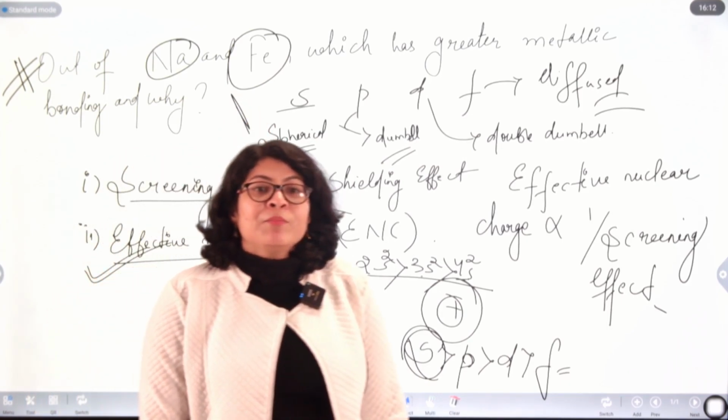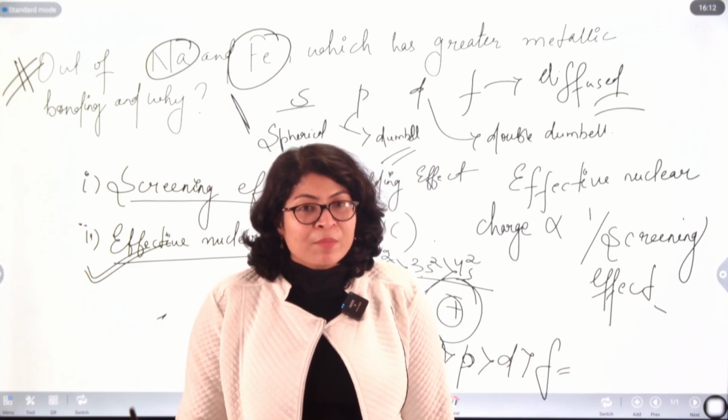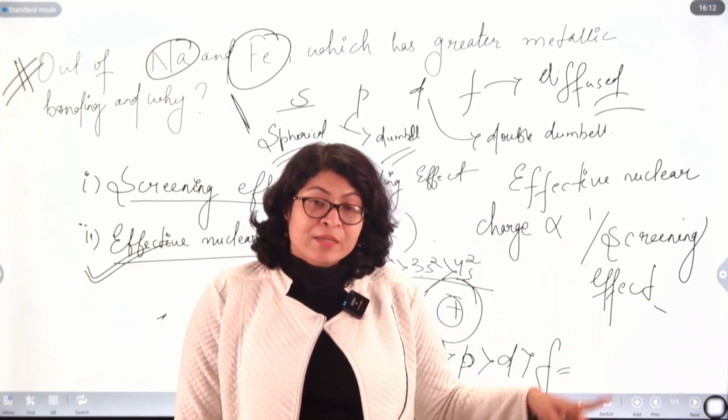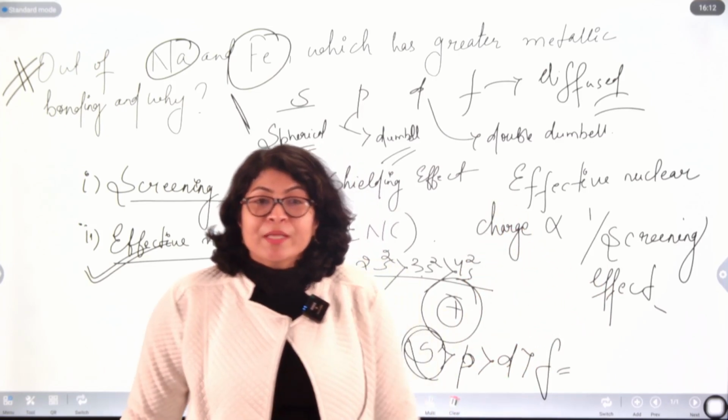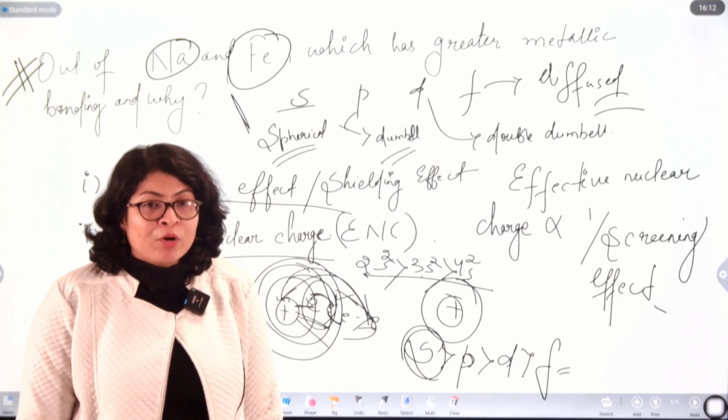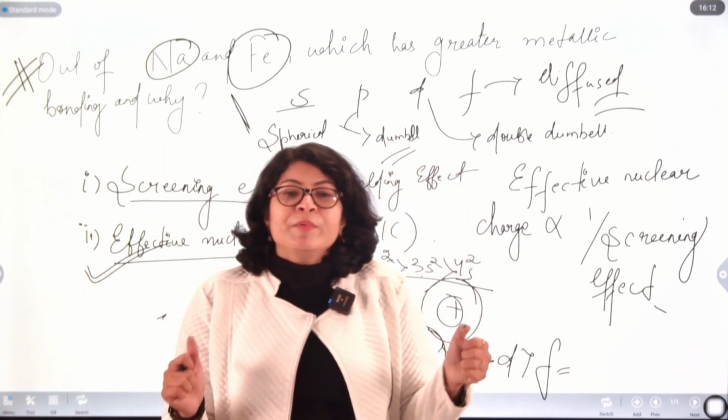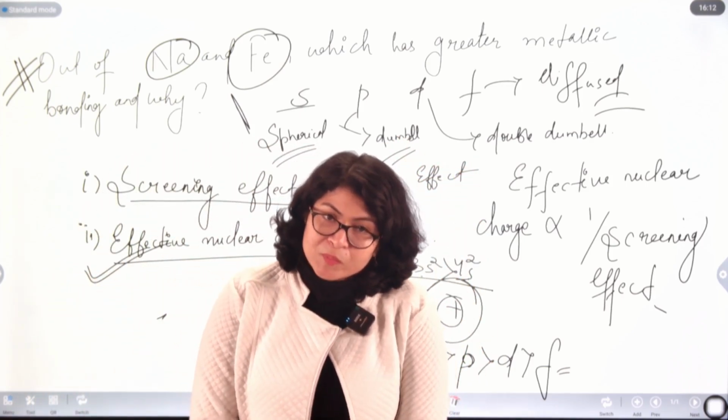Okay, so metallic bonding in case of iron is maximum, and that in case of sodium is less, and that's why sodium metal is very soft, it can even be cut with a knife. That's the reason, because of weaker metallic bonding, and iron metal is very hard because of very strong metallic bonding, right? Okay.